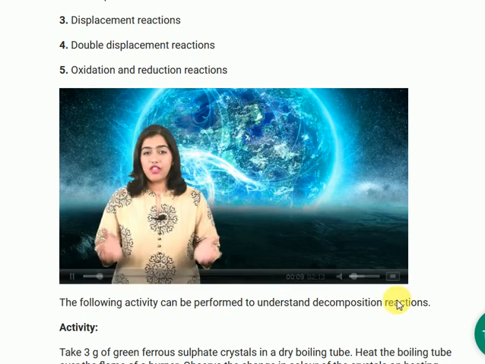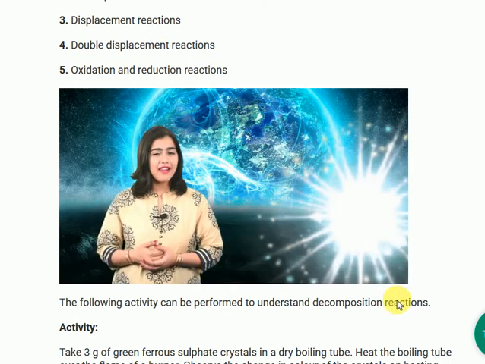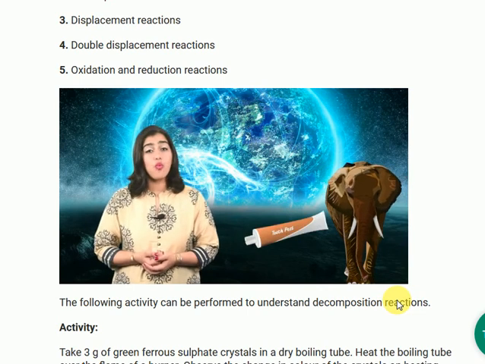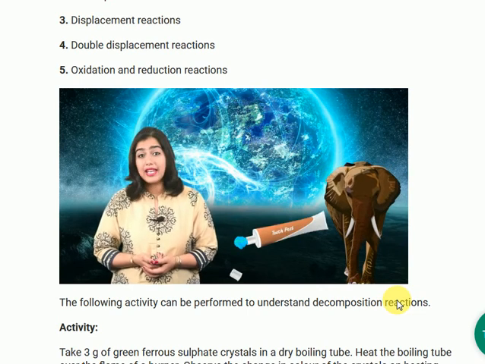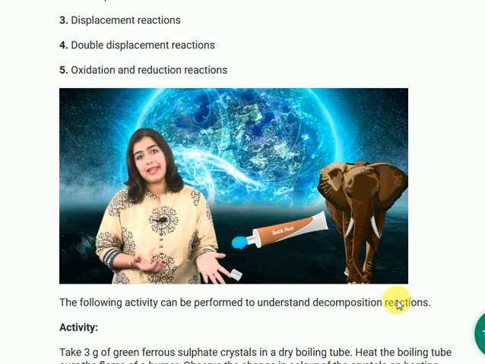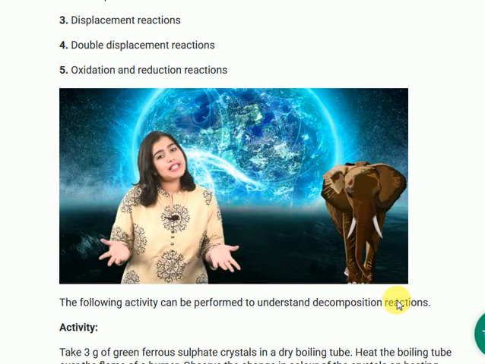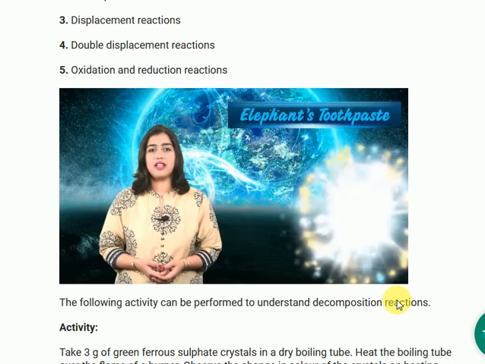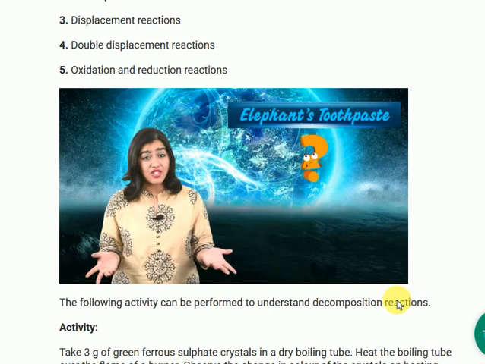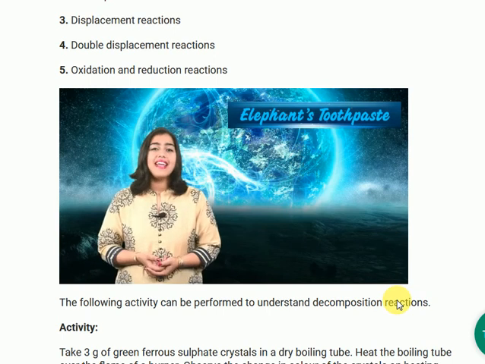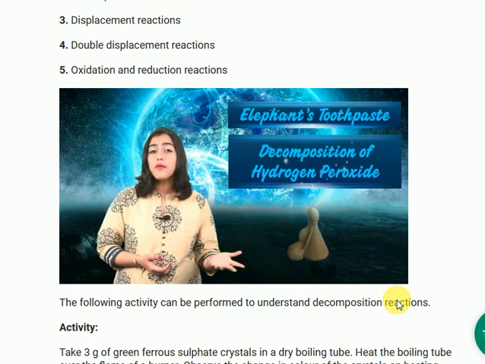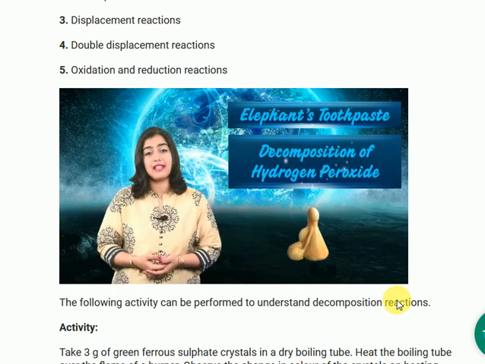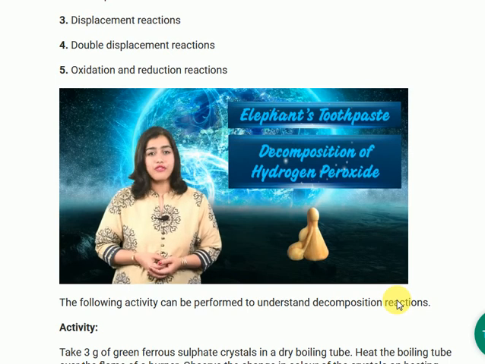Have you ever given a thought on how elephants keep their teeth clean? Well, they use a toothpaste. But I wonder how much amount of toothpaste would they need to keep those long tusks clean. So it's quite easy for them as they use what is known as the elephant's toothpaste. Wait, what? An elephant's toothpaste? Jokes apart, this is the name given to the decomposition of hydrogen peroxide using the solution of potassium iodide as a catalyst, with a little amount of soap as well.